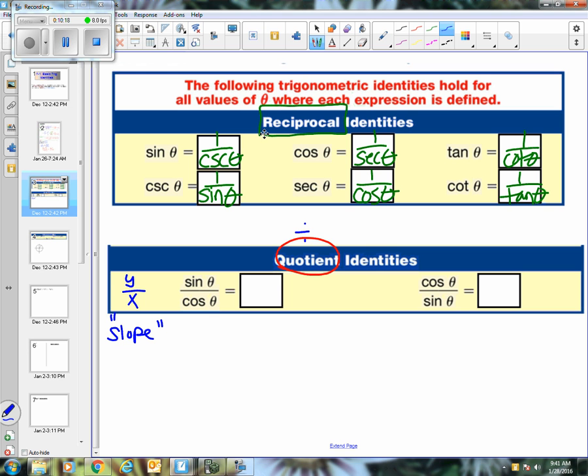Which one is it? Tangent of theta. If you came up with that one, give yourself a pat on the back. Good job. So tangent of theta is sine divided by cosine. It's a quotient identity. We're going to use it all the time. So let's see if you can figure out what the other quotient identity would be. Cosine over sine is the reciprocal of the one that we just did. So what's the reciprocal of tangent? That would be cotangent of theta. So those are called quotient identities.